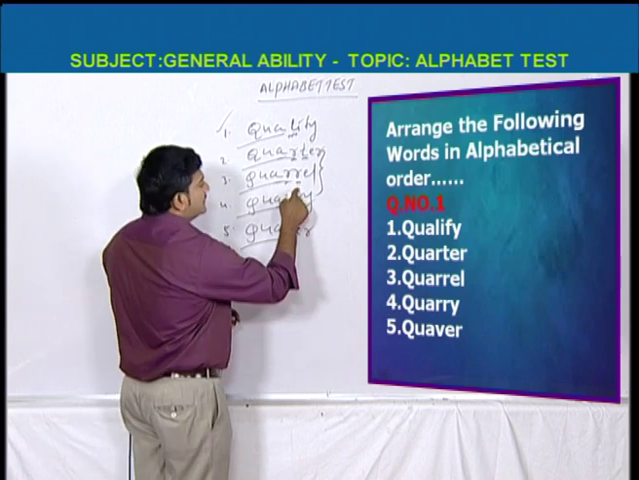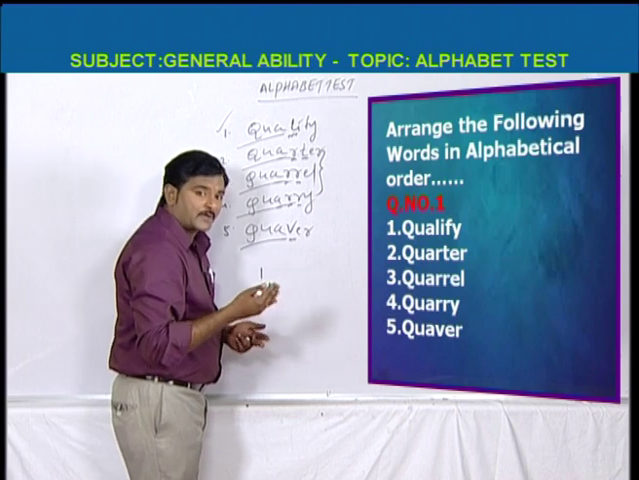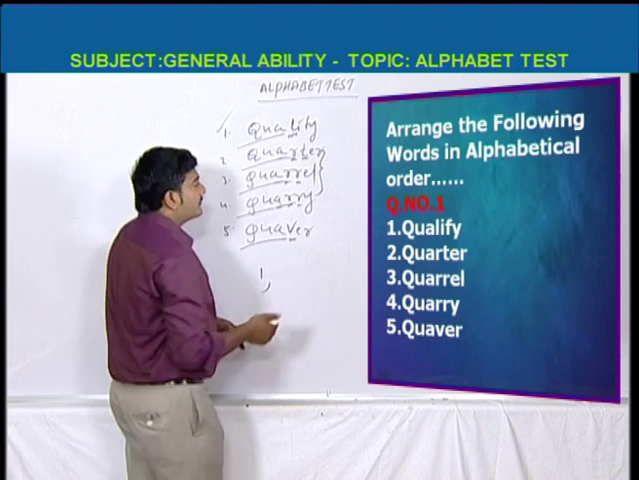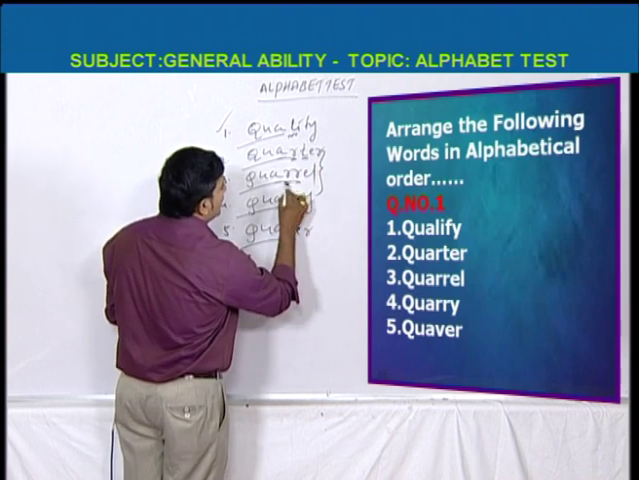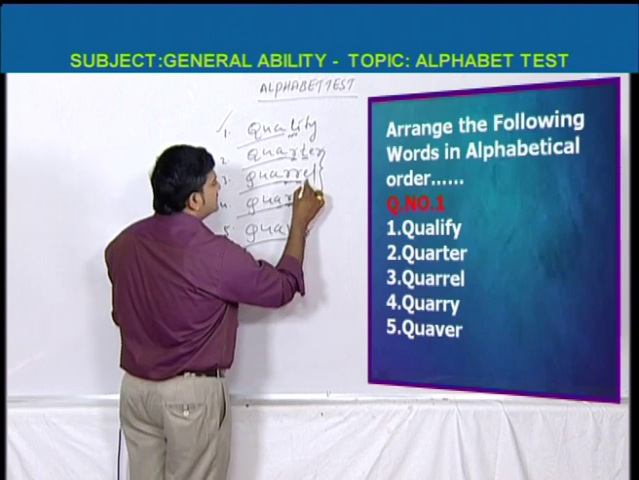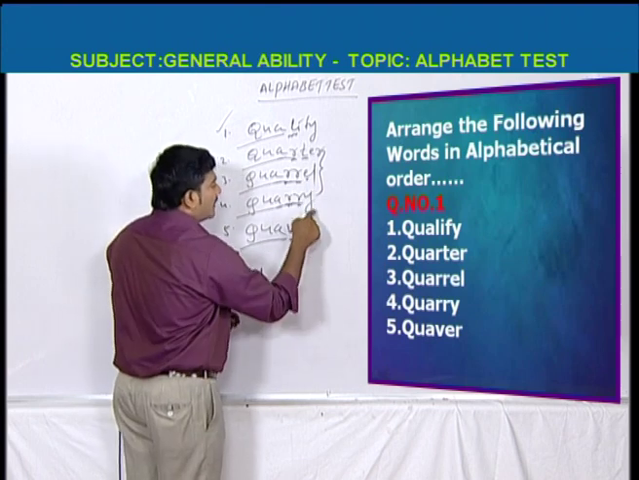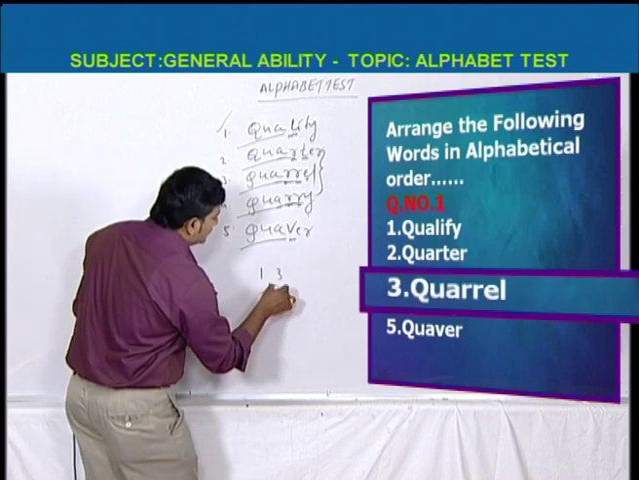Okay. So R is there, T is there. Will you get first R or T? Obviously you will get R only. That's why you can ignore this. Now again we will focus on this. QUARR, QUARR. So next Y is there, next E is there. Will you get E or Y? Obviously we will get E only. That's why the third word will come first.